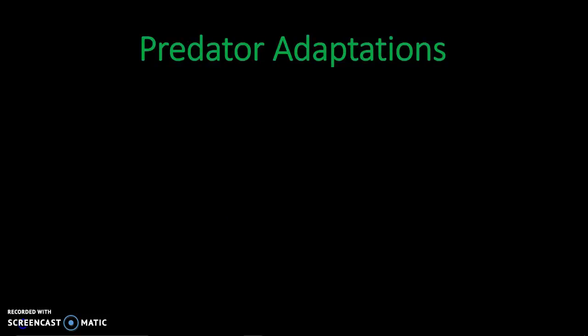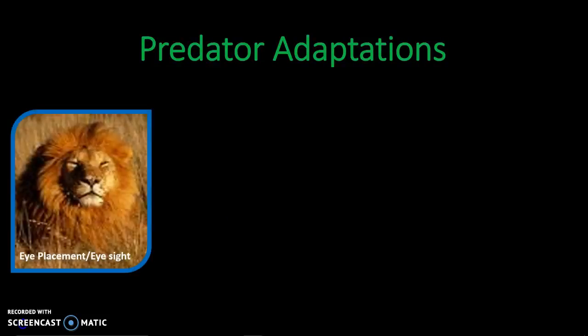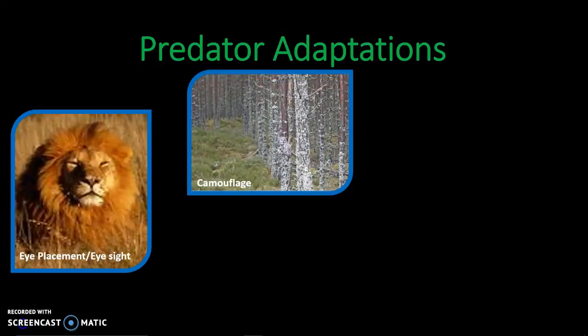A common one that you're almost always going to see on predators is the placement of their eyes. Their eyes are almost always going to be more towards the front because this helps them focus in on their one target, their one meal that they're looking for. Sometimes predators adapt the ability to blend into their environments, such as camouflage. You can see the owl blending into these trees.